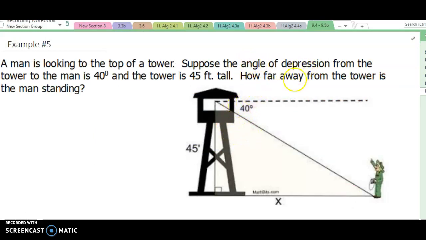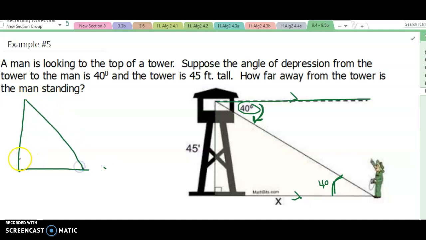It says the angle of depression from the tower to the man is 40 degrees. So angle of depression, remember, that's horizontal downwards. So this is 40 degrees. But now remember, if this is 40 degrees here, alternate interior angles, this is also going to be 40 degrees because we know this and this are parallel. So if I want to redraw my triangle, I have a right angle, 45, and I want to know how far away I am, this is 40 degrees. So go ahead and pause it and work it out.